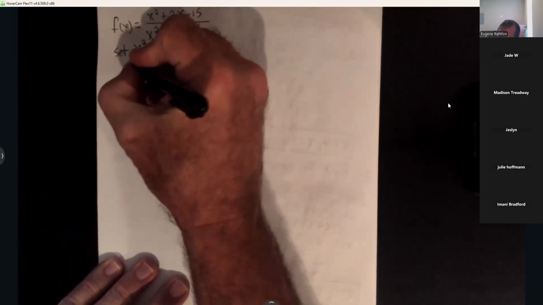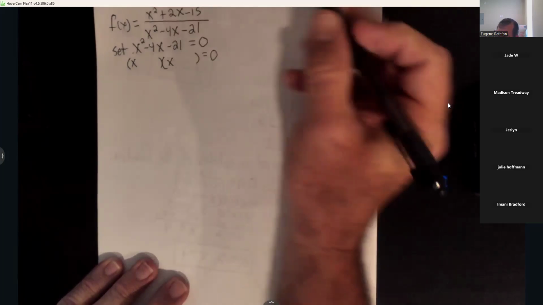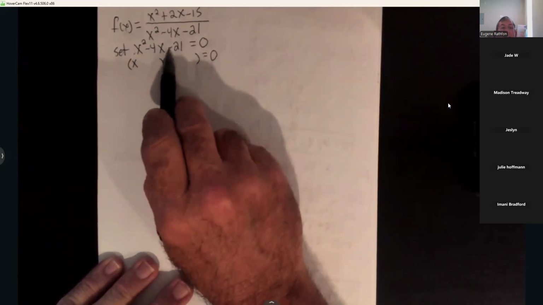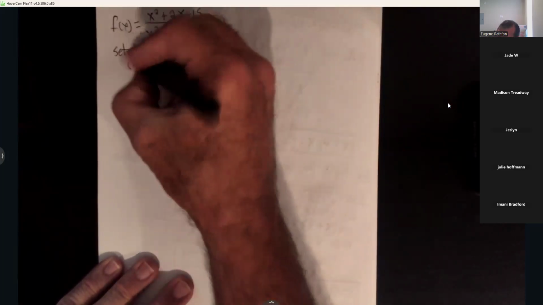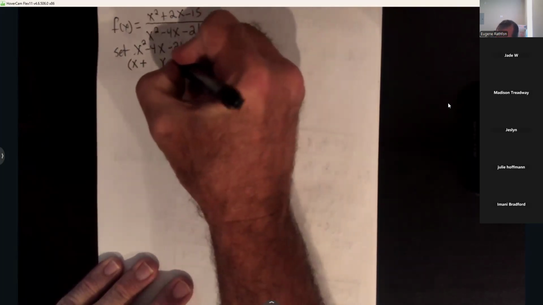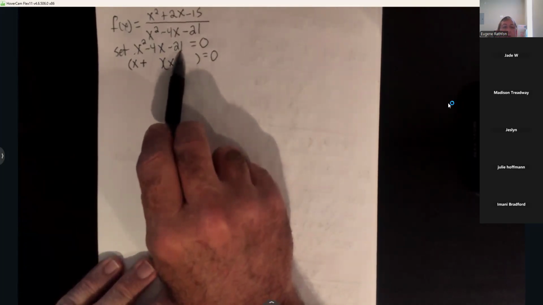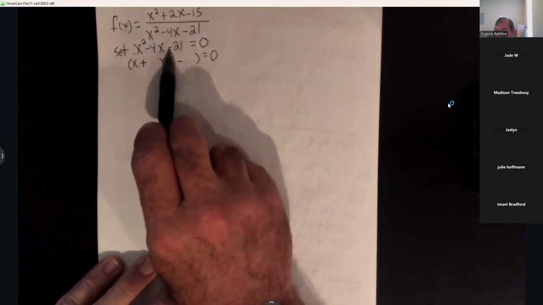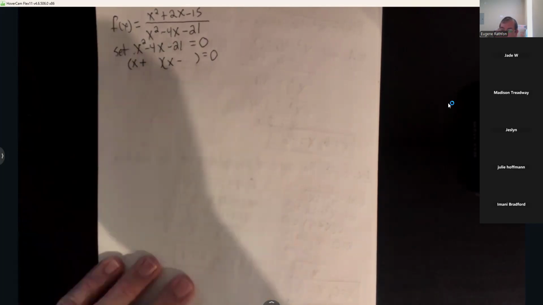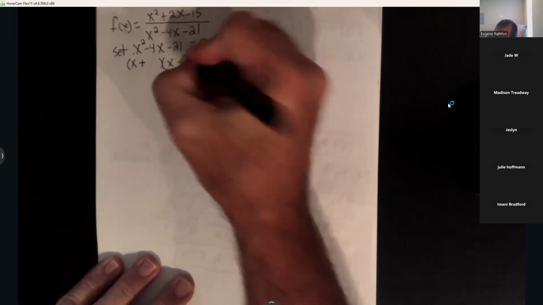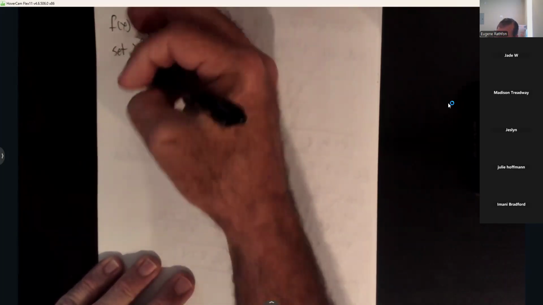X squared would be an x and an x. And remember, I said if this last number is negative, one factor will be positive, one factor will be negative. Now, give me factors of 21 that'll equal 4 if you subtract them. Exactly, 7 and 3. Now remember, the larger number always has the same sign as the middle.